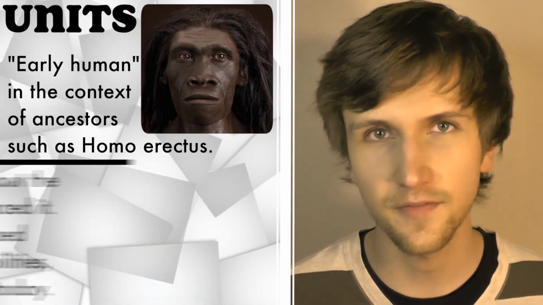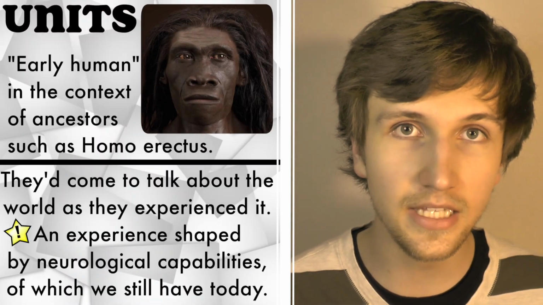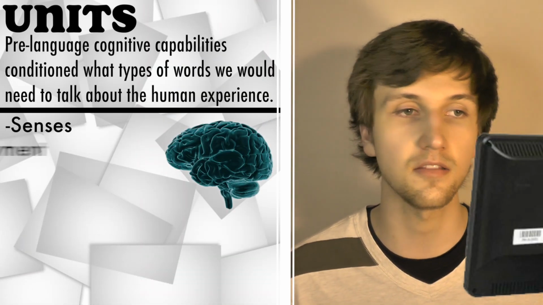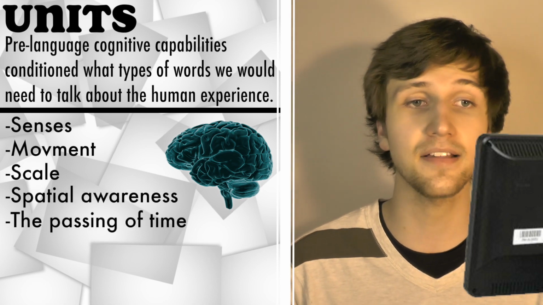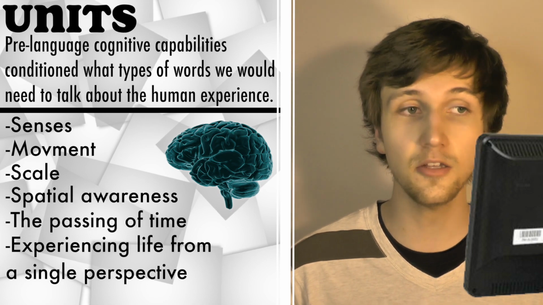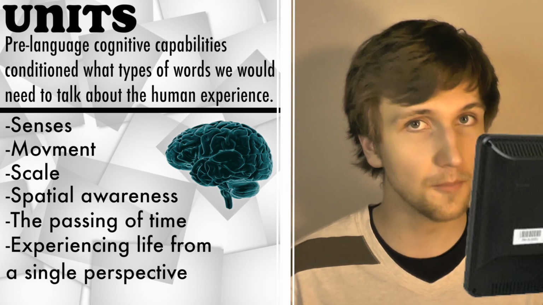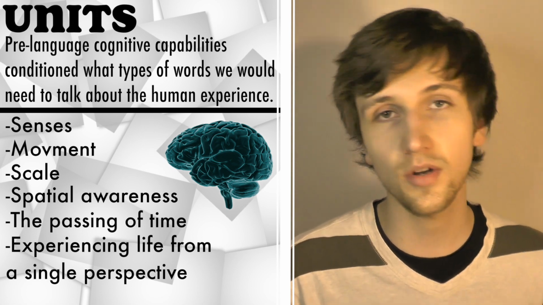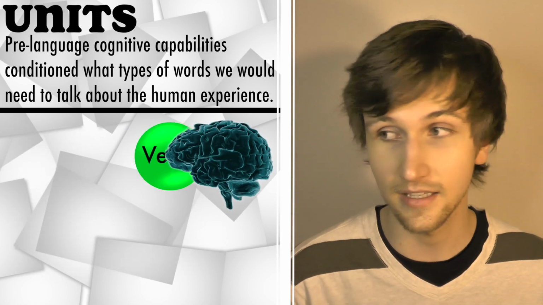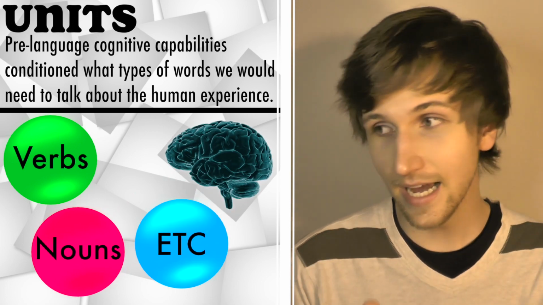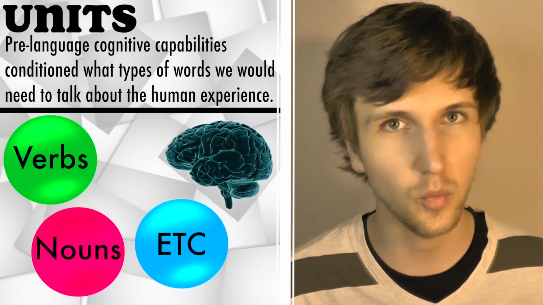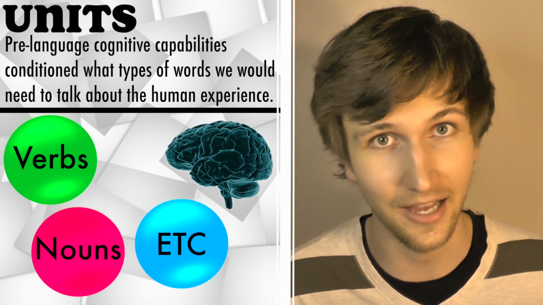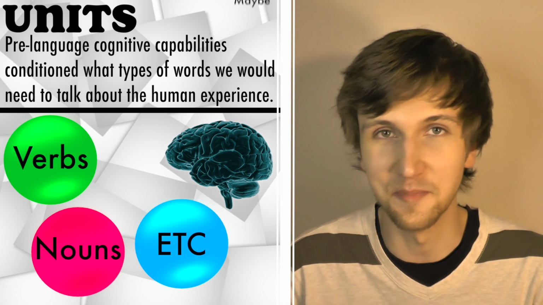The types of words we have developed out of what the early human brain was biologically conditioned to be capable of comprehending. Our cognitive capacity to understand information from our senses, movement, scale, spatial awareness, the passing of time, and experiencing life from a single perspective had existed long before complex communication ever did. These systems, in light of a unit-based communication system, were the factors that influence the types of words we have today. Verbs, nouns, etc. Now, one could certainly ask, what types of words would we need if we had the ability to experience reality in more ways than our biology can allow? But that would go way off topic, so maybe another day.